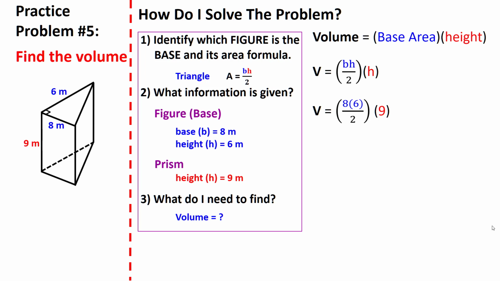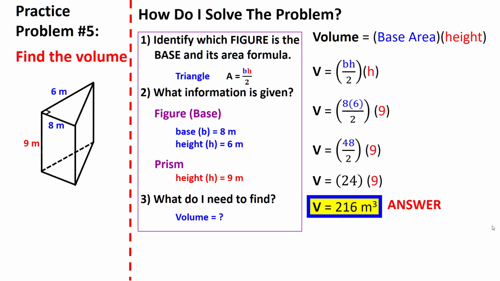Next, I use substitution. 8 times 6 is 48. 48 divided by 2 equals 24. 24 times 9 is 216. The final answer is 216 cubic meter.